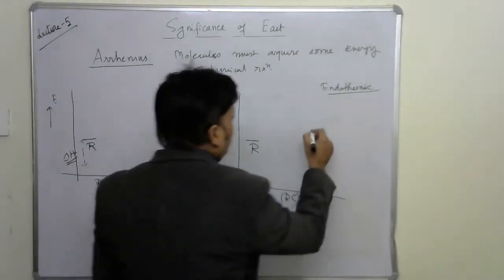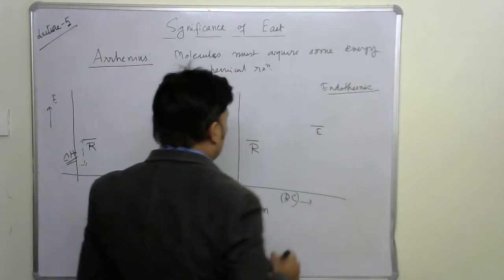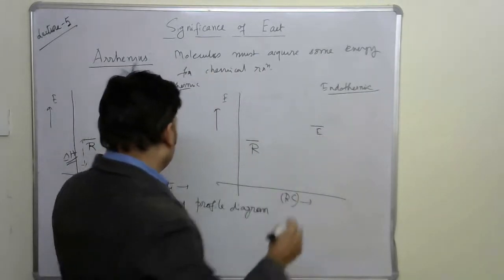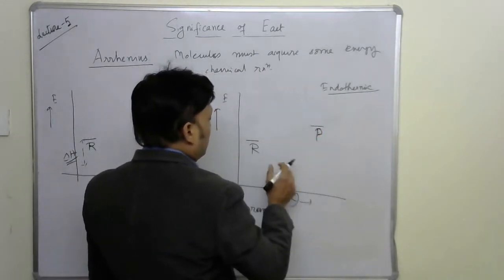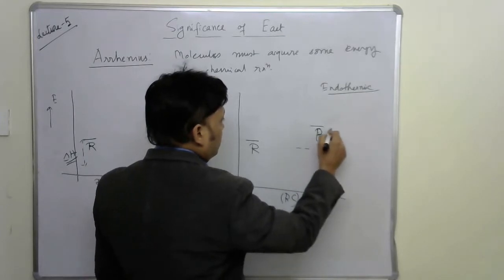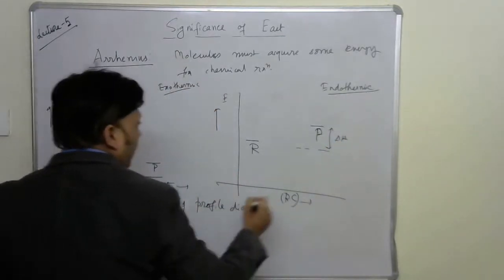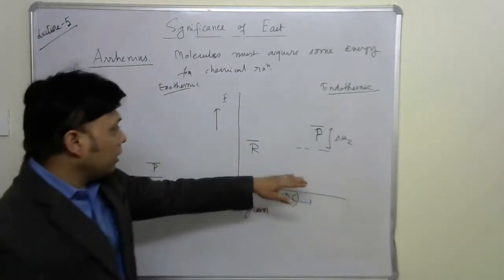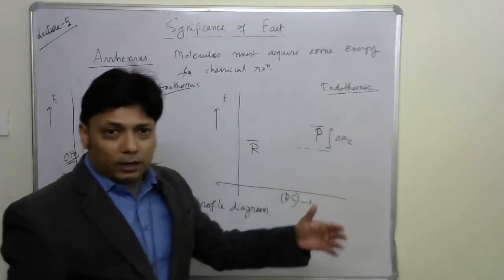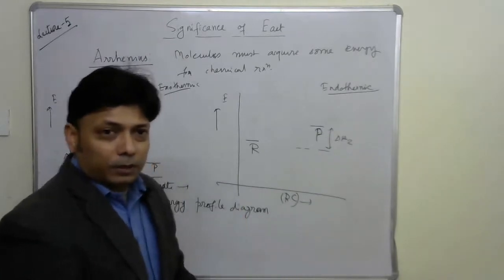And in the endothermic, just the opposite happens. When the reactant goes to the product, it would absorb certain energy, this much. So this is delta H1 and this is delta H2. So this much energy was absorbed by the reactant. So this is called endothermic.